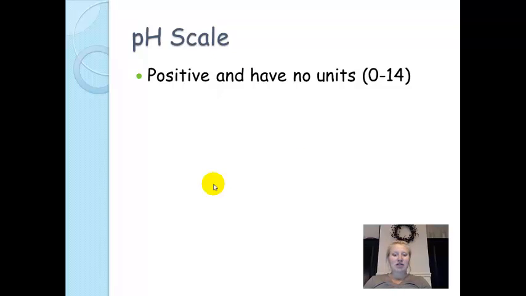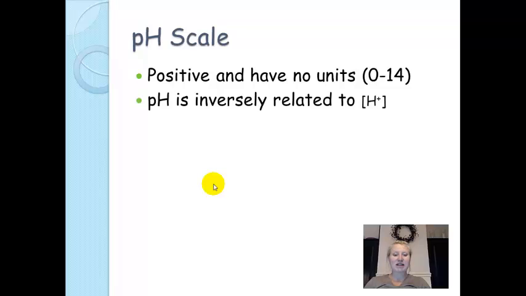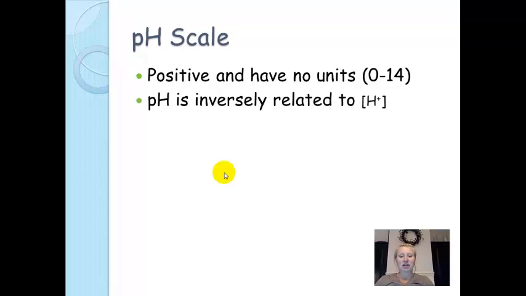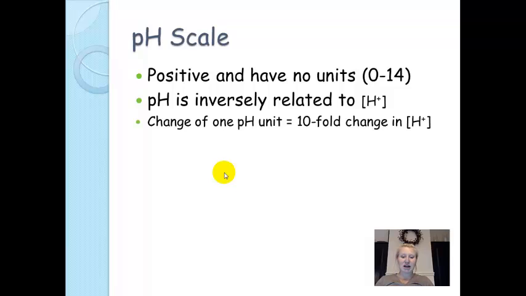The pH scale is always positive and has no units. It goes from 0 to 14, with 0 being the most acidic and 14 being the most basic. pH is inversely related to the concentration of H+. So as your concentration of acid goes up, your pH goes down. And finally, the change in one pH unit is equal to a 10-fold change in the concentration of H+, as we saw in the previous example.